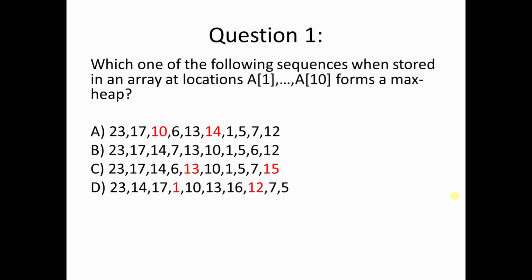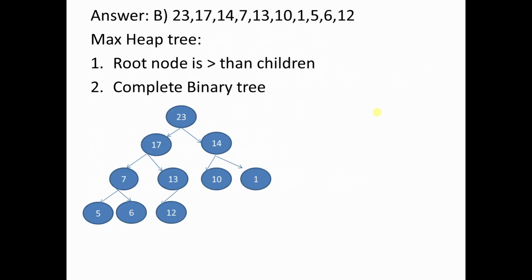Question number 1: which one of the following sequences, when stored in an array at locations A1 to A10, forms a maximum heap tree? Four options are given. Which option forms the actual max heap tree? Let me tell you the answer is option B, and let me explain how. Based on that we can check the other options also.